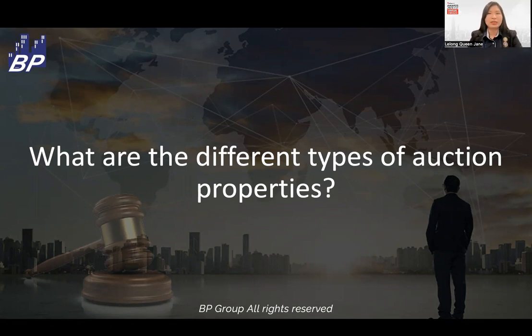First of all, what is the difference between the auction property types? Actually, the reason a property is being auctioned is that the owner is unable to pay back the bank. Their property will be auctioned by the bank.